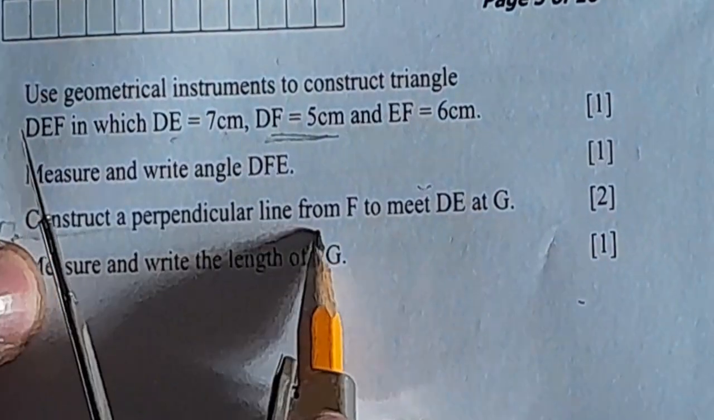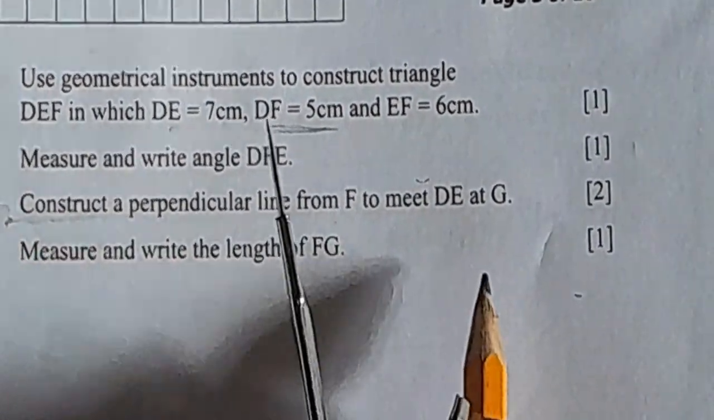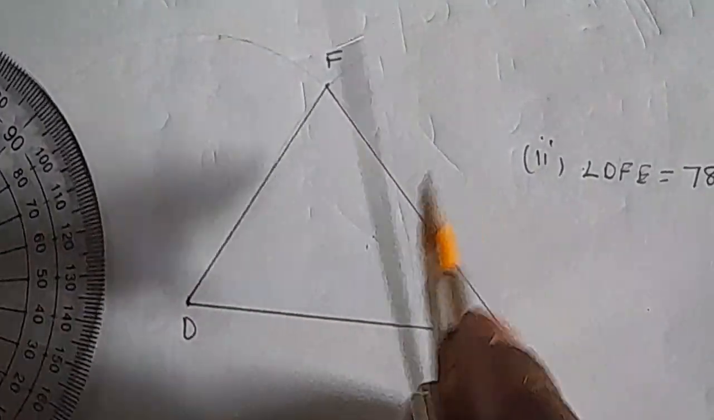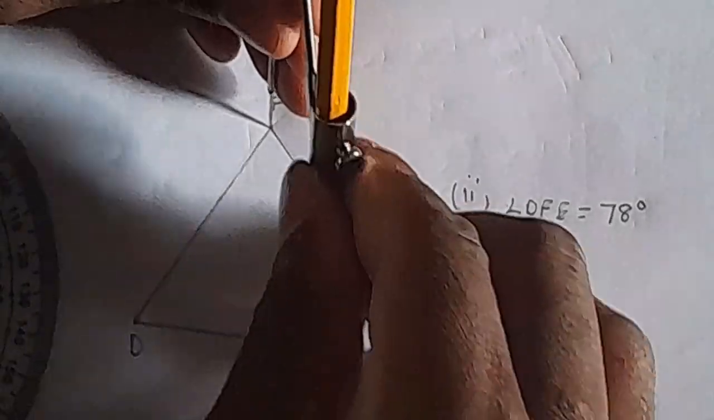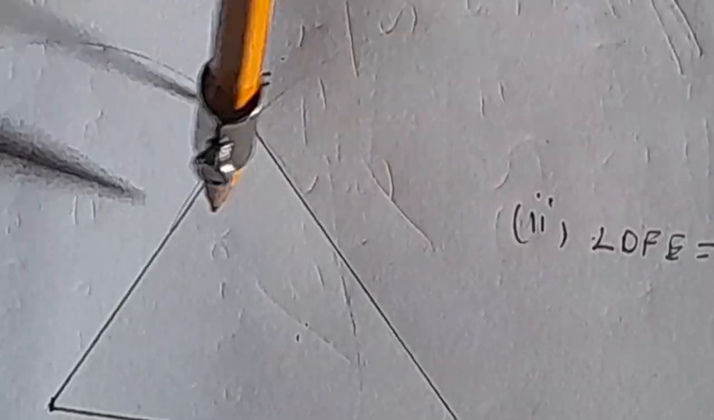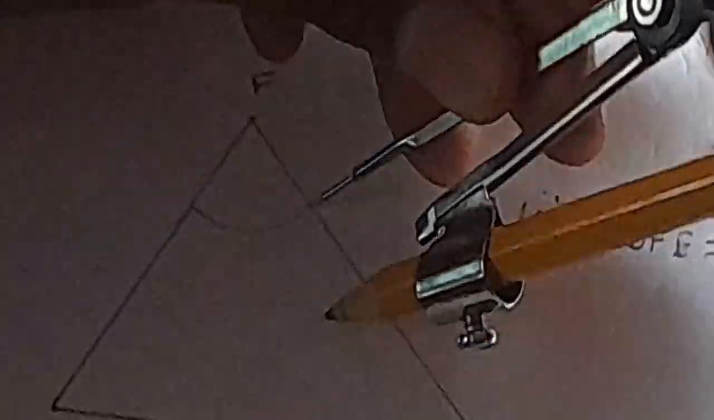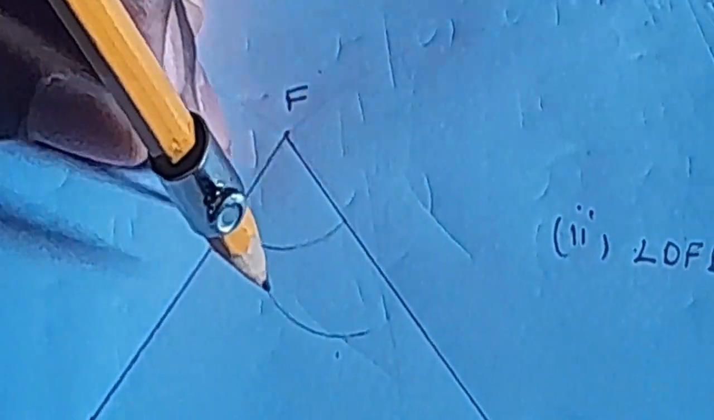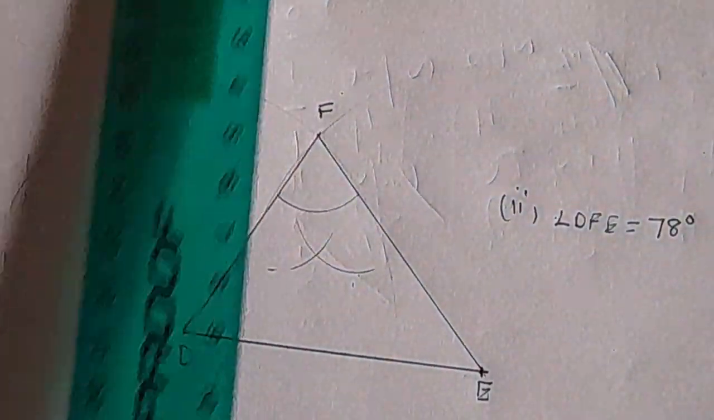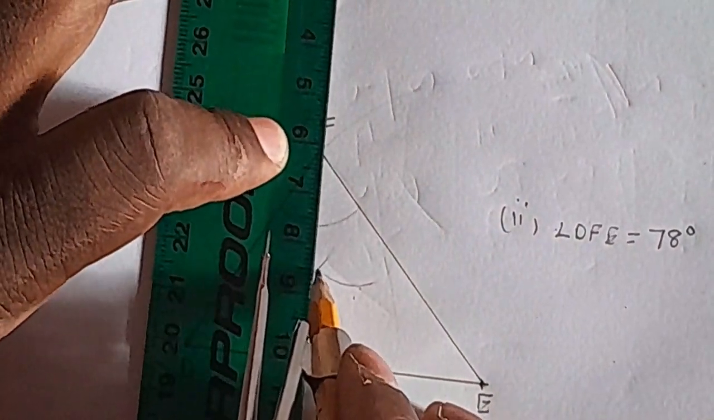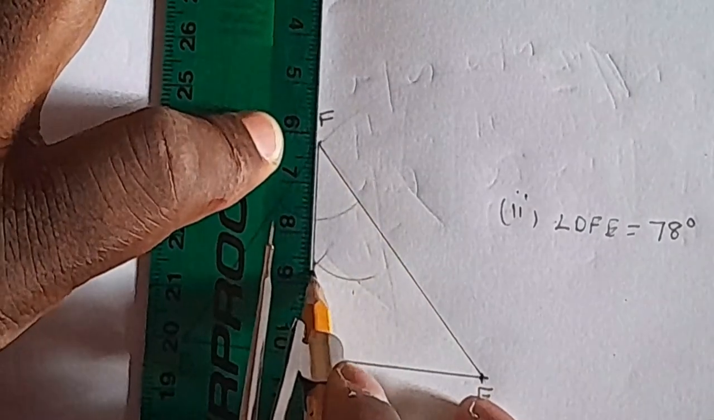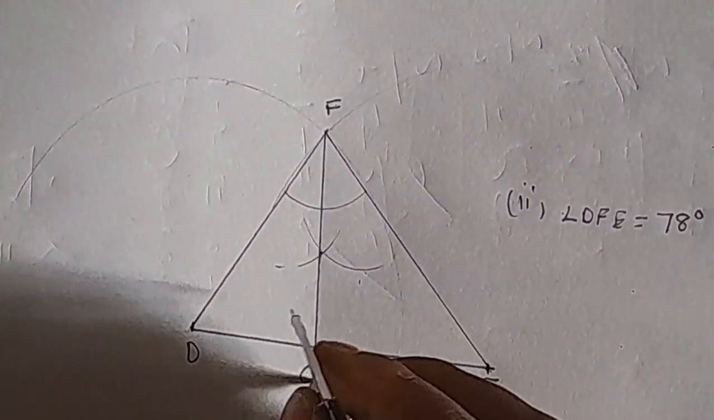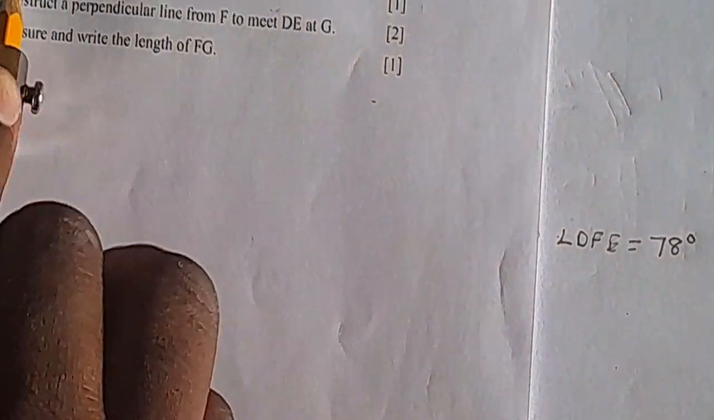They're saying construct a perpendicular line from F to meet DE. From F to meet DE, perpendicular. So what you do is you bisect this angle. Just open the pair of compasses to any dimension, then you strike an arc. Then you shift your pair of compasses, plant it there, strike another arc, shift it, plant it on the other end, strike another arc. Then draw the line all the way from F through the intersection point of the arcs so that it meets line DE at G as instructed here in the question.